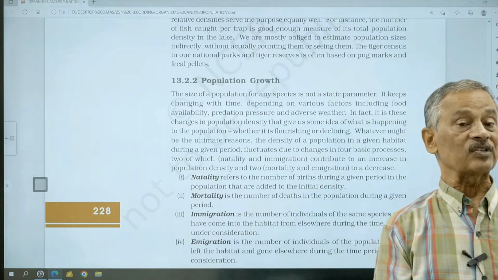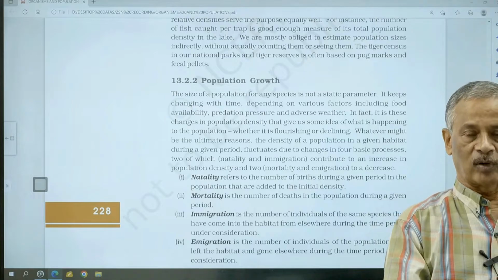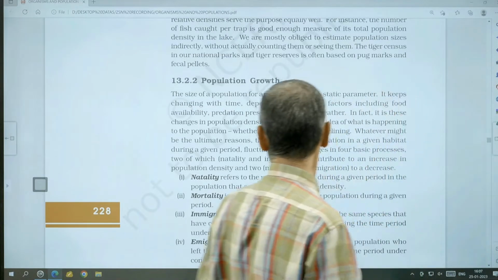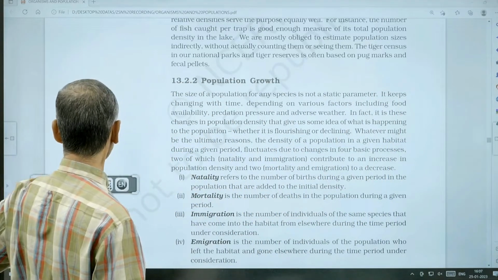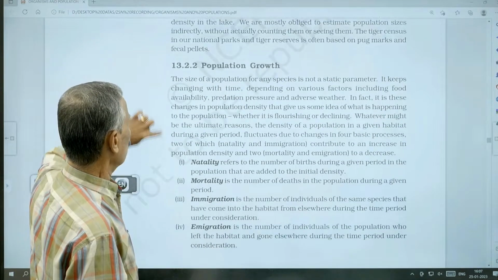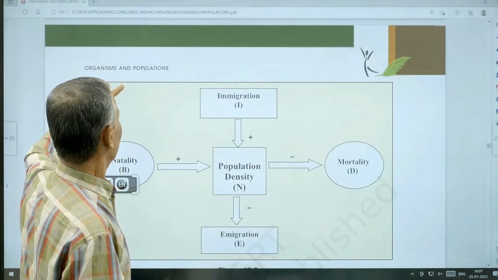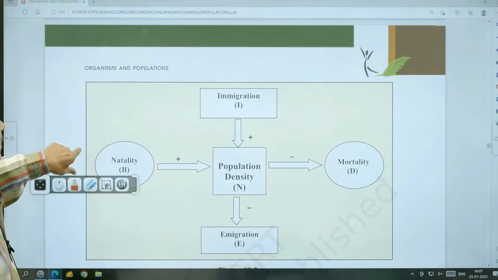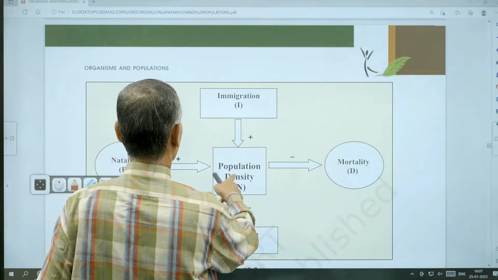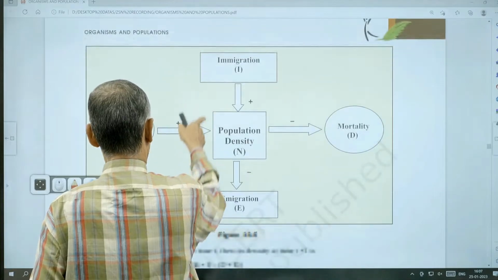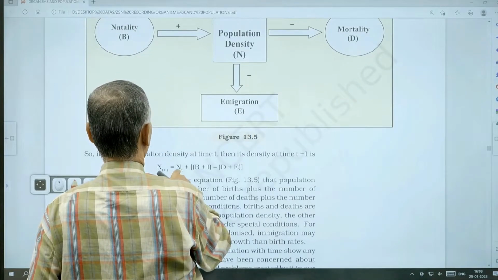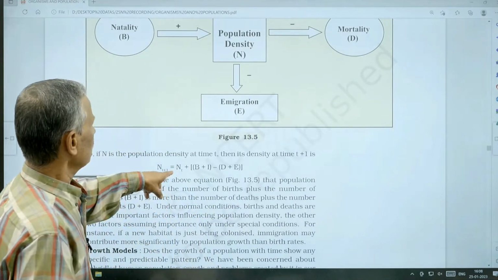These two factors are negatively influencing. So, after a time t, what will be the new population density? You are having an easy equation. So, this is the original population, and this original population is undergoing changes in time t.